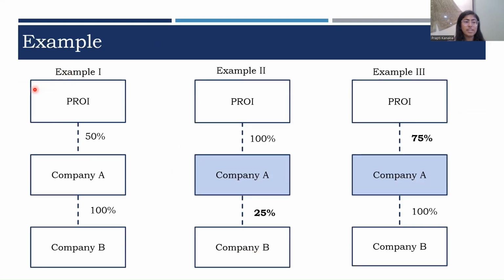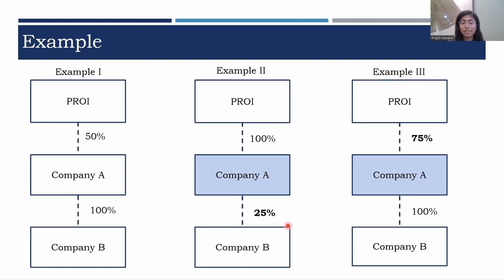In the first example, we can understand that the foreign investor, that is a PROI, has invested 50% in company A and company A has further invested 100% in company B. Here, company A is not an FOCC and therefore any investment made by company A will not be termed as downstream investment. In the second example, we can see that company A is an FOCC and therefore any amount of investment that company A does in any Indian company or LLP will be termed as downstream investment. So in the given case, it is 25%.